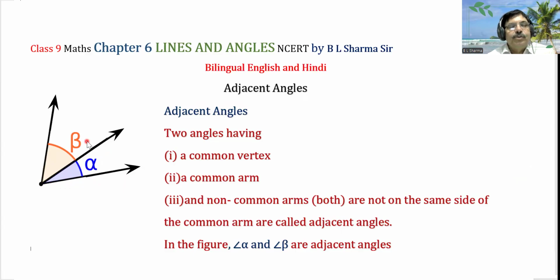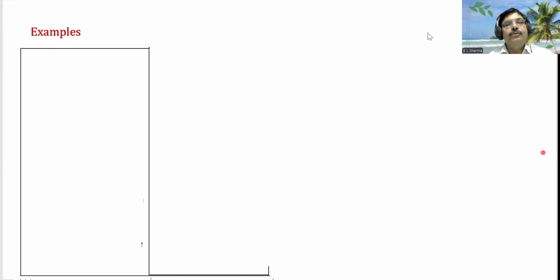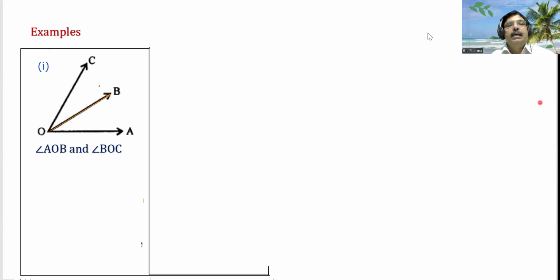I'm taking some examples to explain it. Let me take some examples for you to explain this. We are taking some examples of adjacent angles, whether the given angles are adjacent or not adjacent angles. So first of all, I am taking this figure. In this figure, angle AOB and BOC, look carefully, are these two angles adjacent angles? We have to check.